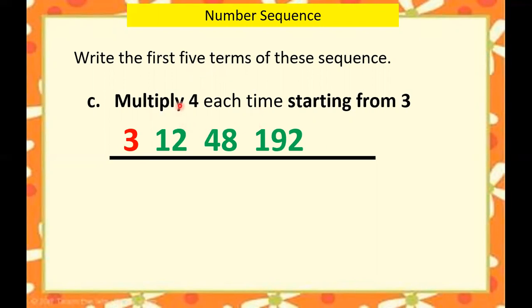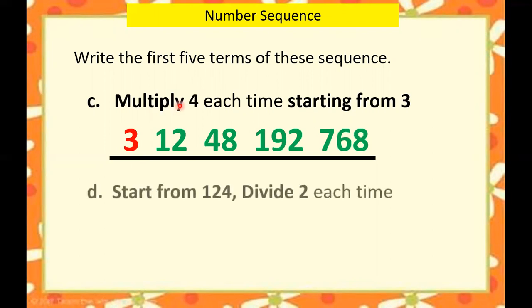So 192 times 4 is 768. Okay, last question is start from 124, divide by 2. So pause your video and answer.